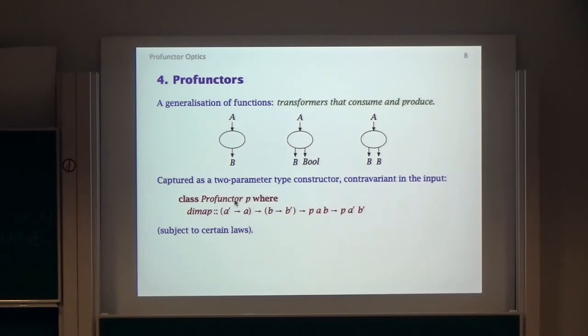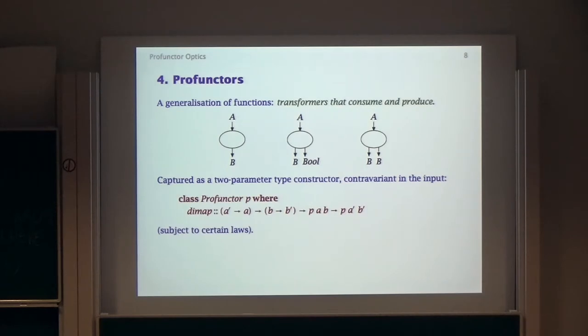It's a profunctor if you can provide a function called dimap with the following type. And what this says is, if you've got a box that consumes A's and produces B's, and you have a mechanism for turning A primes into A's, and another mechanism for turning B's into B primes, then you can just wire those together and make a bigger box that turns A primes into B primes.